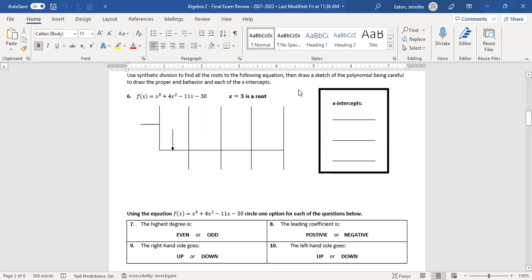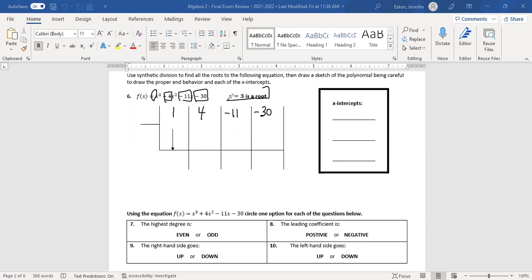I'm going to do it a little quicker than we did in our last problem since we already did the process. We're going to write our coefficients. The number in front of x cubed here is 1. The number in front of x squared here is 4. The number in front of x is -11. Remember those minuses count. And the number at the end here is -30.